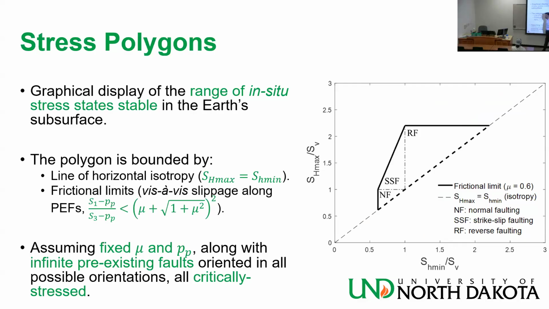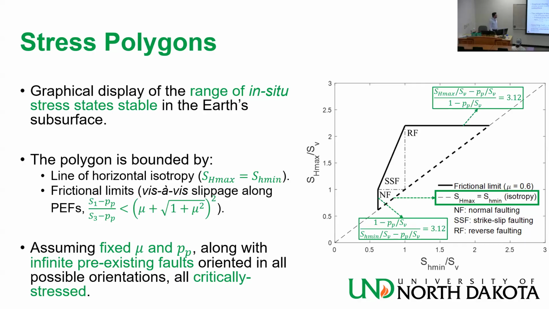Then you have this small vertical line, which is basically from the normal faulting side, SHmin over SV, a fixed value, 0.62, I think, or 56. Then you draw the horizontal line, which is for reverse faulting. You plug in S1 as SHmax, S3 equals SV. SV is constant, 1 psi per foot. PP is also a constant, 0.433 SV. And then everything else boils down to SHmax equals 2.2017.